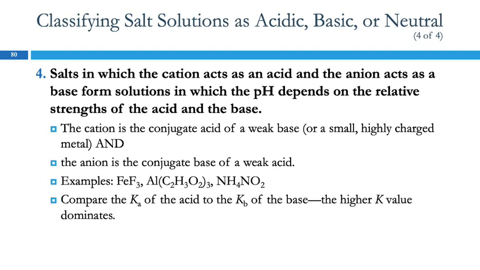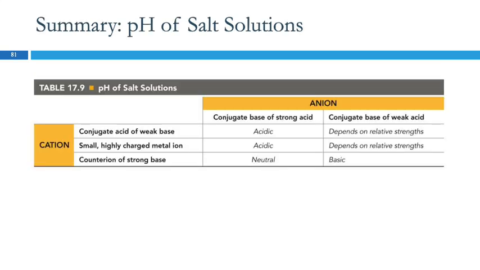And then the last category is where the cation acts as an acid and the anion acts as a base. And so now what we have to do is we have to see, well, which one is stronger? And we would have to compare the Ka of the acid to the Kb of the base. Whichever one is stronger is going to dominate. So this summarizes those different possibilities. This table may or may not be useful to you. I don't particularly find it helpful.